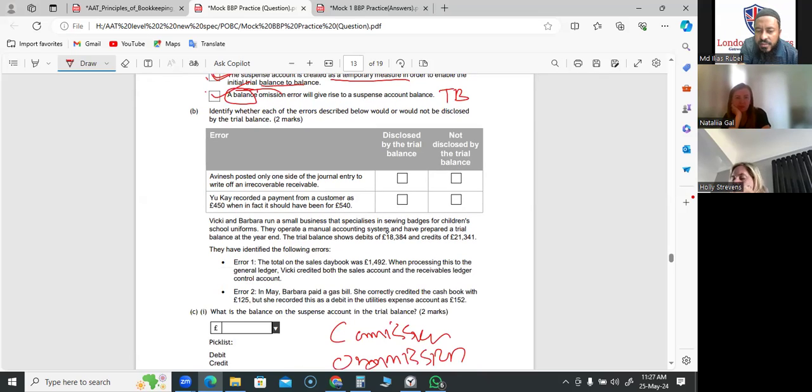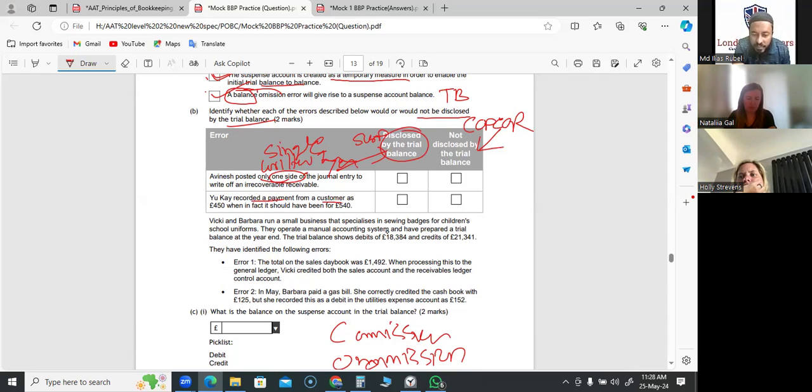We identify whether each of the errors described below would or would not be disclosed. Shown, disclosed by trial balance, like, will create suspense. This is basically COPCOR. Not shown in a trial balance, not detected by trial balance, will not create a suspense because COPCOR will not. What makes a suspense is disclosed by the trial balance, posted only on one side. Yes, single entry, single side, written twice, overstated, understated, that creates a suspense.